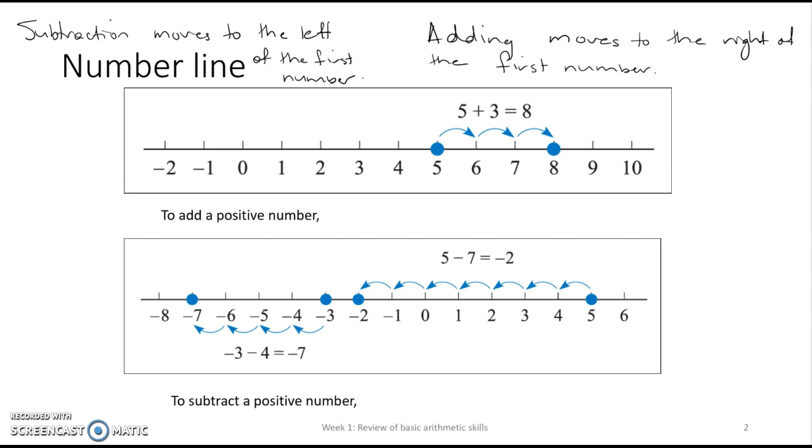So if we're going to add a positive number, we need to move to the right. So in this case, we start at 5. We're adding 3, so we move 3 to the right: 1, 2, 3, and we get 8. To subtract a positive number, we move to the left.